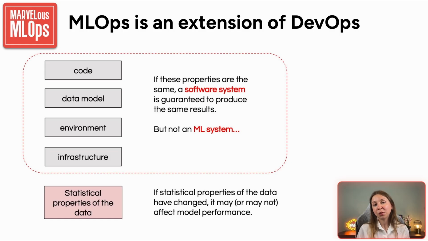If we look at a software system, there are four main properties: code, data, model, environment, and infrastructure. If these properties stay the same, it's guaranteed that the software system will perform exactly the same way. But it doesn't hold for machine learning projects. There is a fifth component, which makes all the difference: statistical properties of the data. If statistical properties of data change, it may or may not affect your model performance.